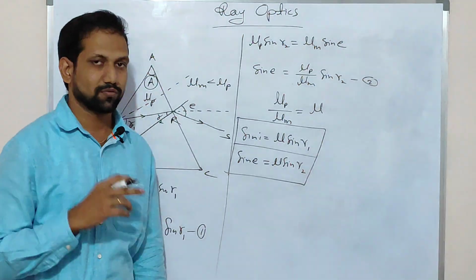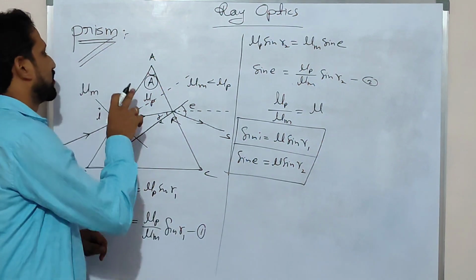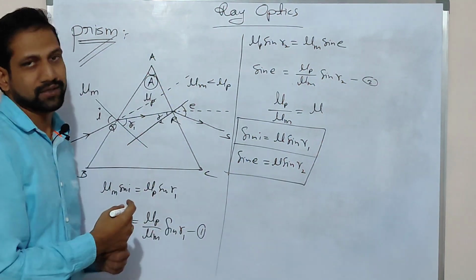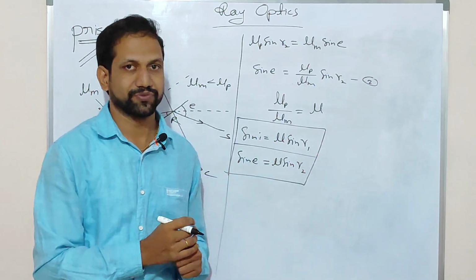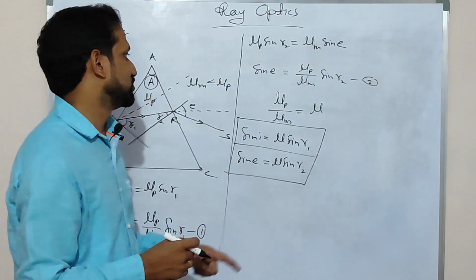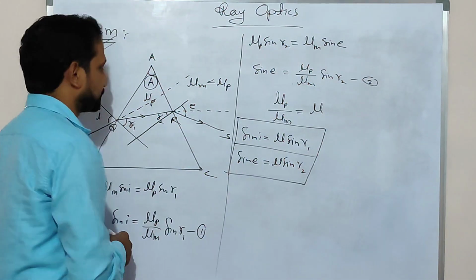Most of the books take mu simply, and they consider by default the prism in air. But if it is not in air, suppose it is in a liquid of some refractive index value, then that formula will not be applicable. Here this formula you have to use. So this is a general case I am discussing here.